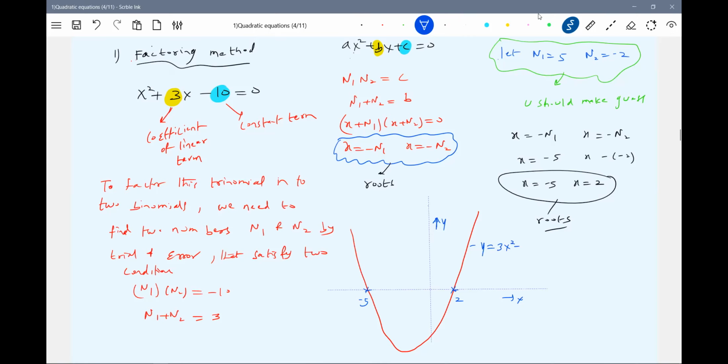What do you mean by minus 5, 2? These are the 2 points of intersection. Or else what you should do is put x equals 0, 1, 2, 3, 4, 5, x equal to minus 1, minus 2, minus 3, minus 4, minus 5, minus 6. We don't know where the points of intersection are. So directly this quadratic equation, the roots will tell us where the points of intersection are. This is called the factoring method.